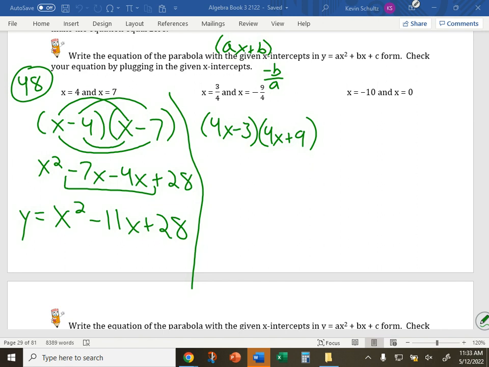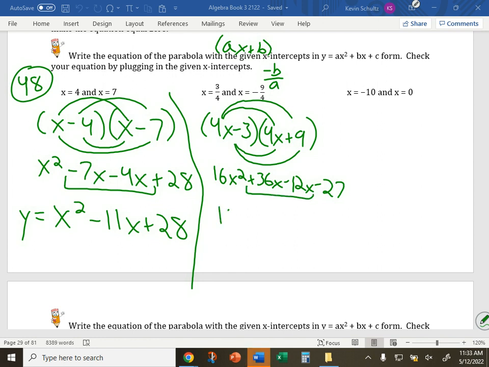We foiled the last one. Let's crab claw this one. We're taking 4x times 4x, which is 16x squared. 4x times 9, which is 36x. Now we go to our -3 here. -3 times 4x is a -12x. And -3 times 9 is a -27. Crab claw. Okay. Again, combine those x terms. And we get 16x squared plus 24x minus 27 as our original equation.